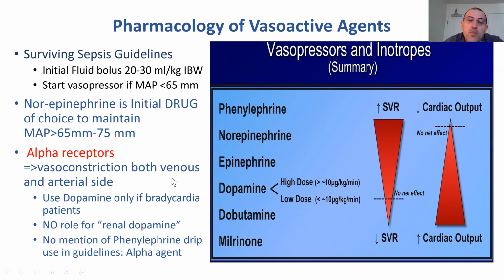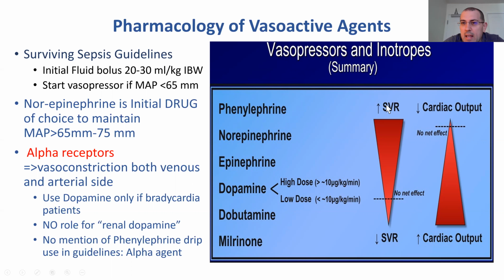And so the alpha receptors are found actually both on the venous and arterial side. And of note here, and I'll mention it because it was so widely used prior, the use of dopamine now is only recommended if bradycardia is present. As was commonly once used, dopamine was used for quote unquote renal protection to increase urine output. There's no role for that anymore. And maybe common to many anesthesiologists who practice critical care, we're so used to phenylephrine that we use in the operating room all the time, but there's no mention of phenylephrine in the guidelines.